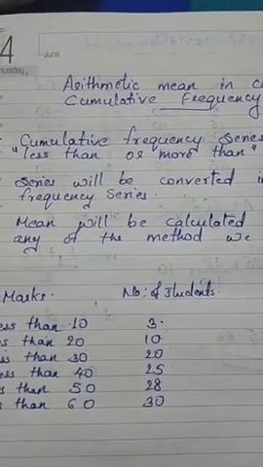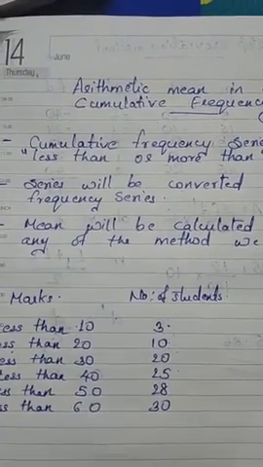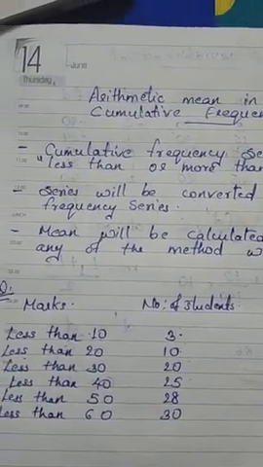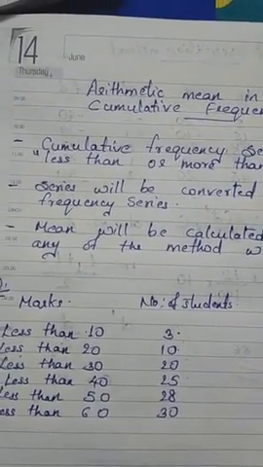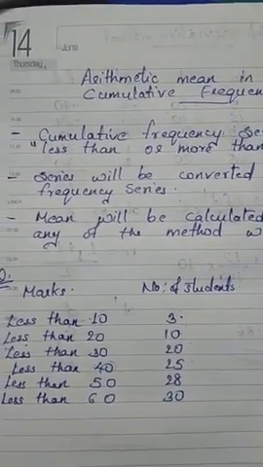That means the only thing you have to do in cumulative frequencies is just convert it into simple frequency, and after that, as usual, जैसे आप करते आए हो मीन निकालने के लिए, in the same way you have to do it. Okay, so let us see the question, it will be more clear to you.